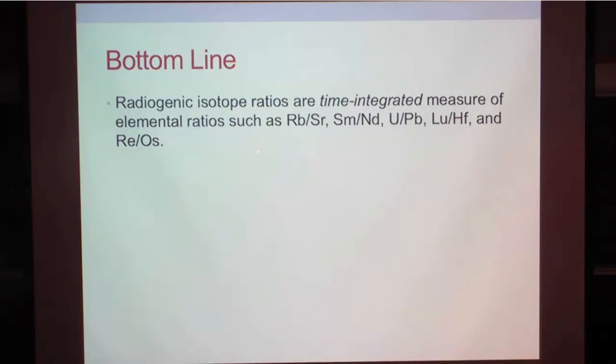Okay, bottom line, radiogenic isotopes are time-integrated measures of elemental ratios such as rubidium-strontium, samarium-neodymium, uranium-lead, lutetium-hafnium, and rhenium-osmium. And these ratios change as a result of processes occurring in the Earth, and the ratios are sensitive to different processes.